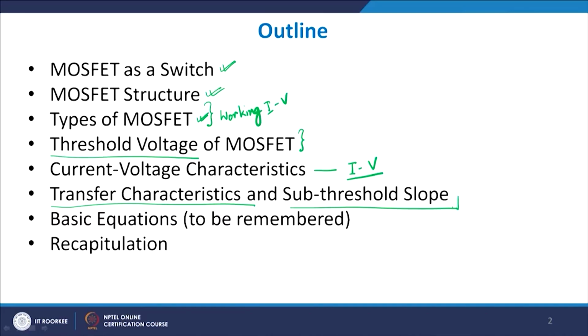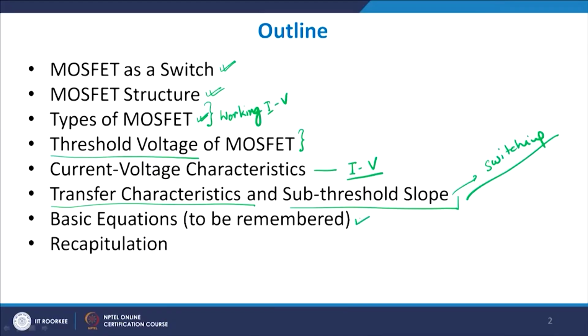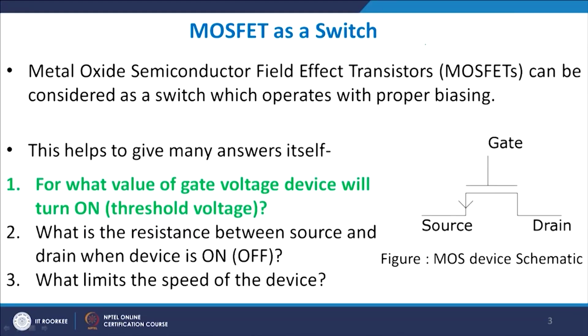We will be also looking at transfer characteristics and subthreshold slope. This is quite important from the point of view of switching. So, whenever we want to use it for high switching purposes or the purpose of high frequency applications, we need to understand what is the meaning of subthreshold slope and what is transfer characteristics. So, after that we will be looking into the basic equations which will be helpful for finding out the current, and then we will recapitulate the MOS device as such, right. So, this is the basic outline of the talk.